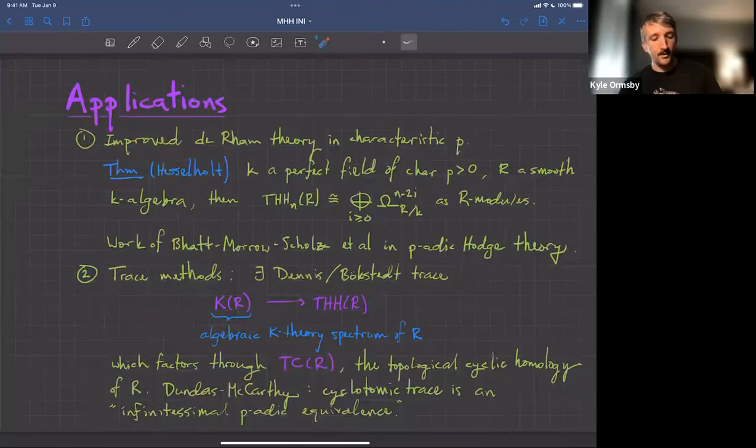And a theorem of Dundas and McCarthy says that this cyclotomic trace is an extremely good approximation of algebraic K-theory, in more formal terms, an infinitesimal p-adic equivalence. So THH has had a good run. It's doing great stuff. It continues to be of interest.